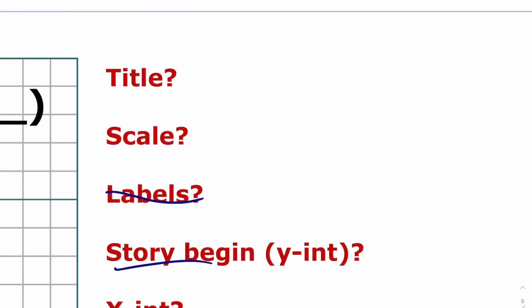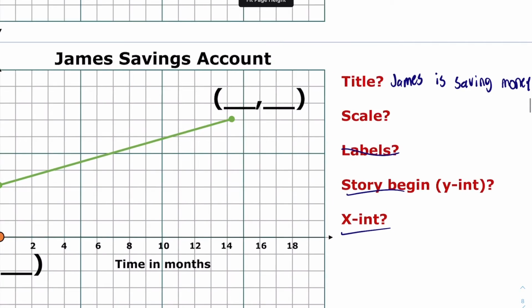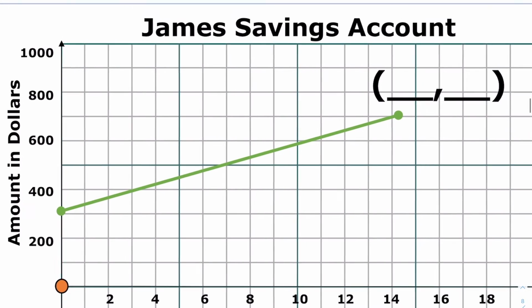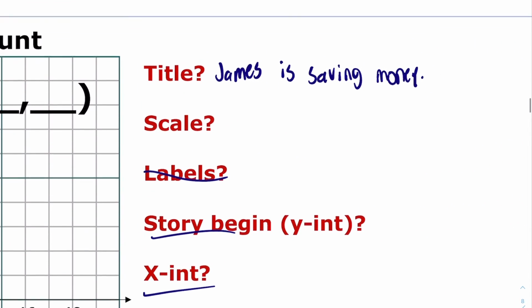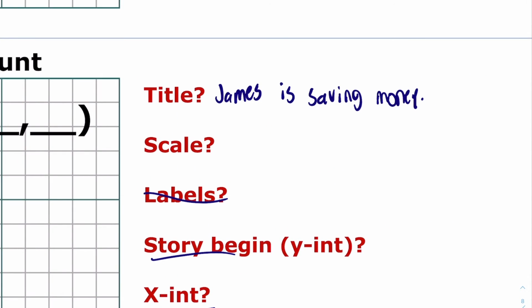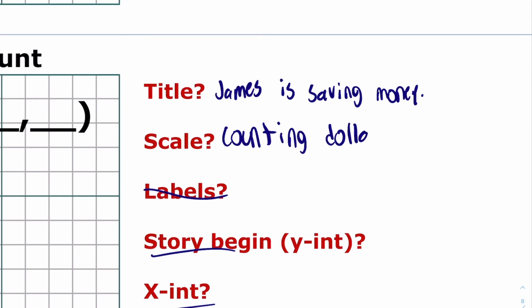The title tells you that James is saving money. The scale of the y-axis tells you that he's counting by hundreds, or 200s. Yeah, 200s. Counting dollars by 200s.